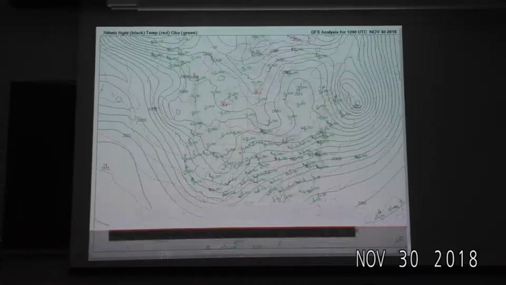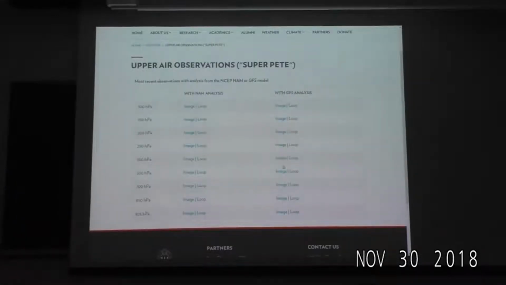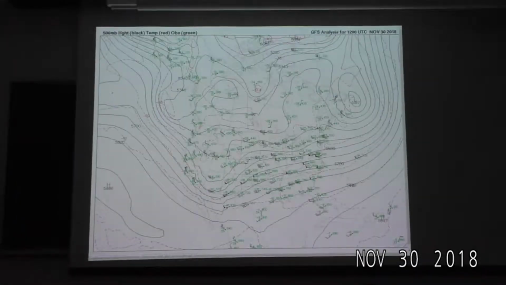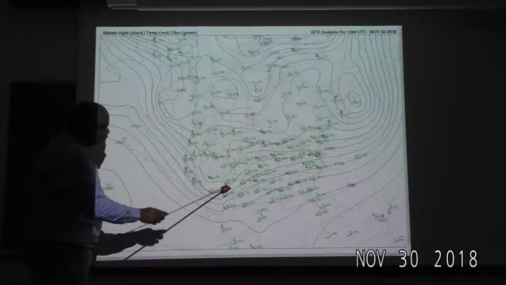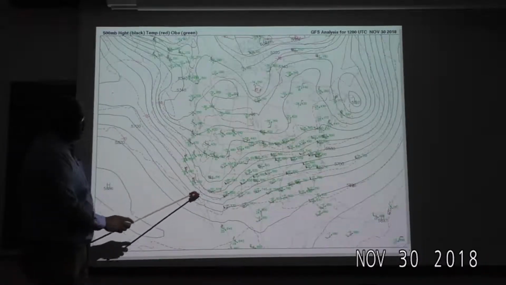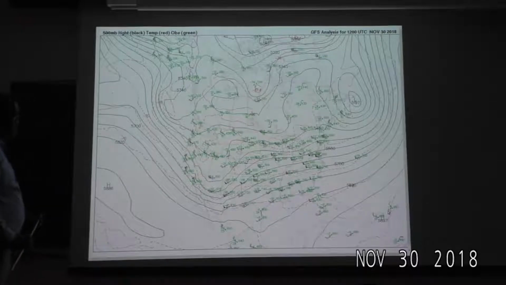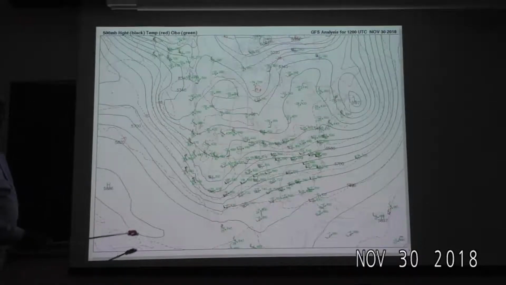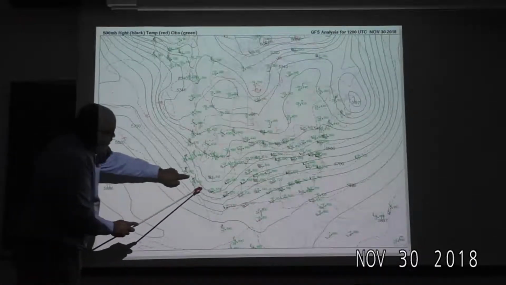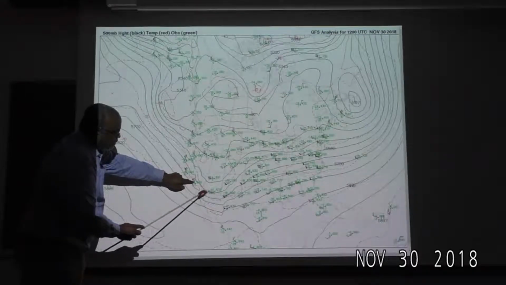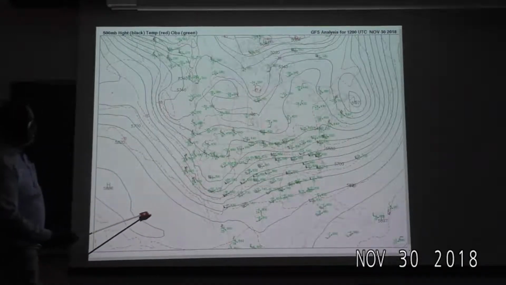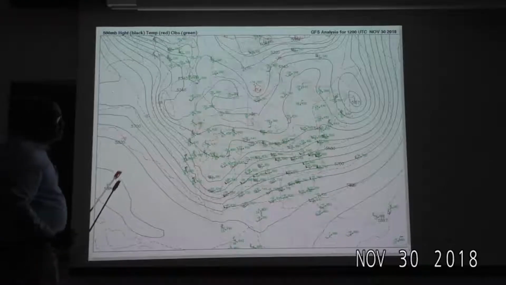Let's go up to 500 again. Nice curvature, so a nice vorticity maximum located back over southwestern Arizona. But again, the baroclinicity is just tight in this region, just in northwestern Mexico and southern California. Most of the rest of the country is fairly quiet.